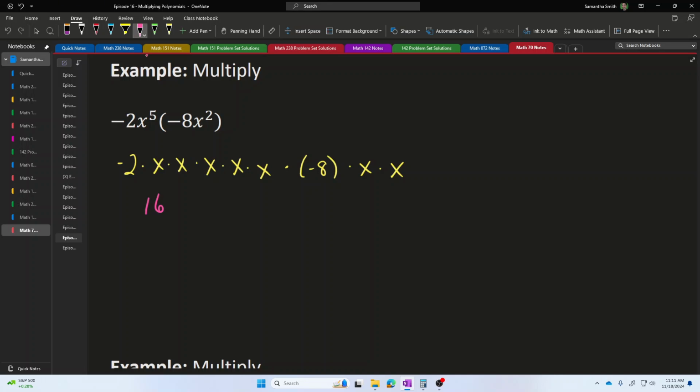And here I have 1, 2, 3, 4, 5, 6, 7, a total of 7 copies of x all multiplied together. And 7 copies of x multiplied together is represented by x to the power 7. So here's the product of the two coefficients, negative 2 times negative 8, resulting in 16 as the coefficient of the final answer, and 5 multiplied x's multiplied by another 2 x's gave me a total of 7 multiplied x's, which is x to the 7th power for short.